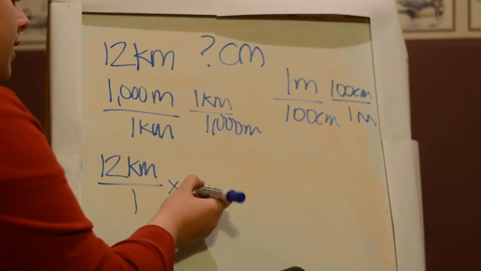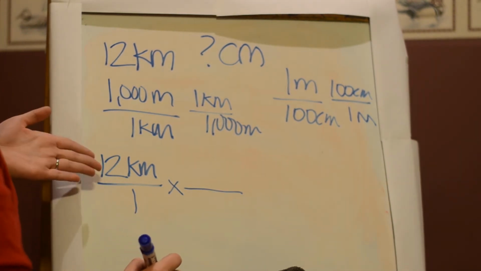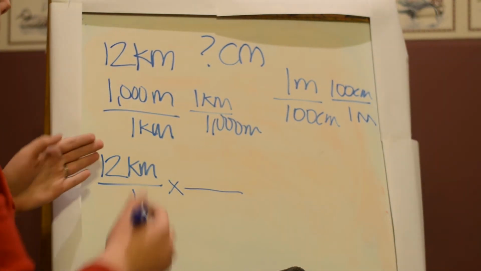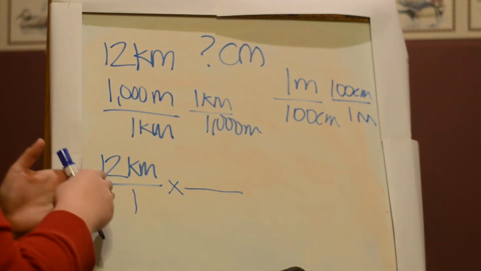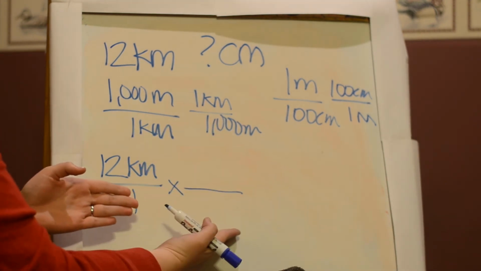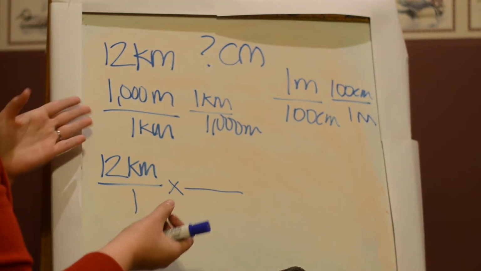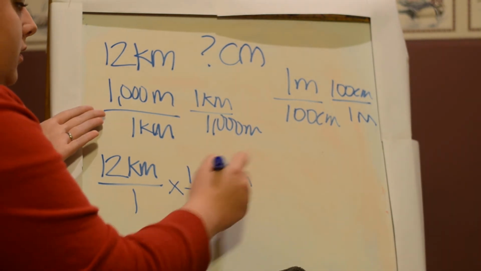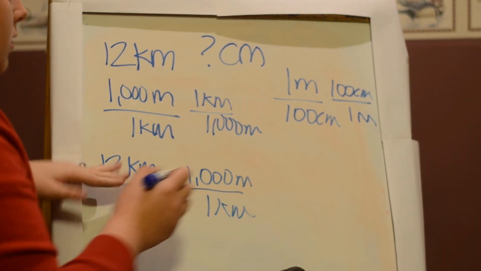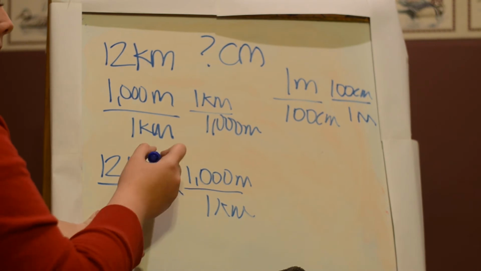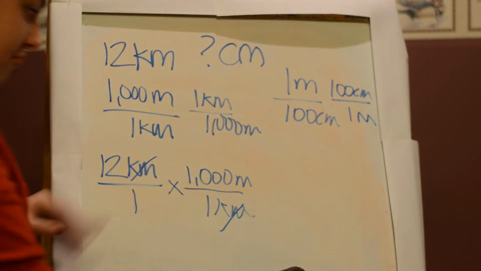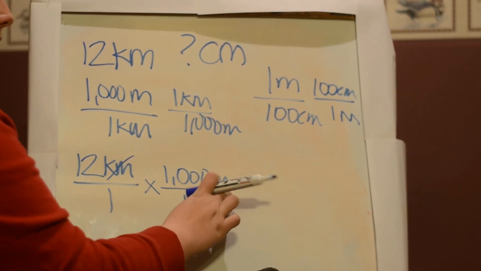Okay, and we're going to multiply times, we're going from kilometers to meters, so one of these two. And we want to pick the one that has kilometers on bottom, so we have kilometers on top, kilometers on bottom, and they'll cancel out. Okay, so we're going to choose the first one, 1,000 meters over 1 kilometer, so that those will cancel out. Okay? Now, we're going to keep going, because remember, this leaves us with meters.